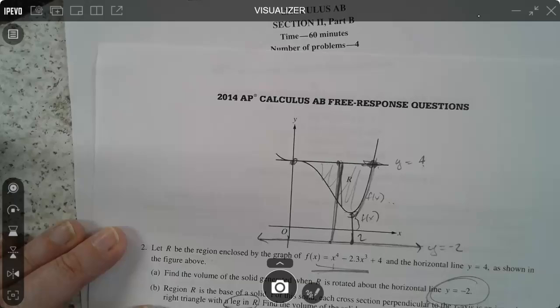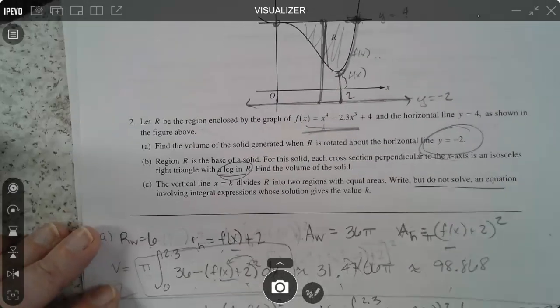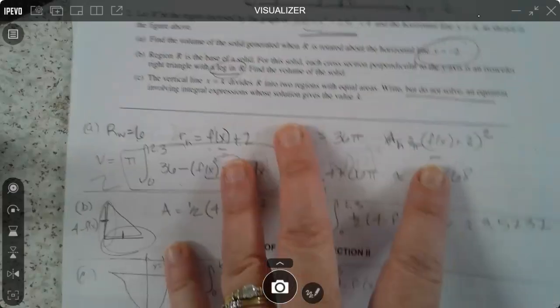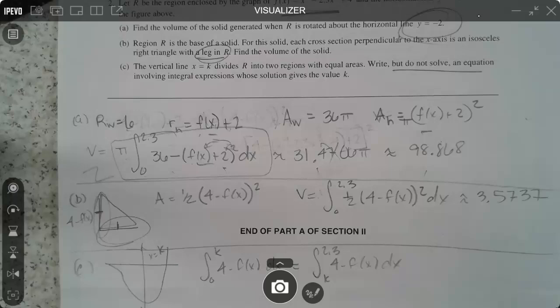Your cross sections are going, it always goes. But the base of an isosceles right triangle is the leg. That is the base. You've got to go from 0 to 2.3. 2 points for the integrand, 1 point for the answer there.